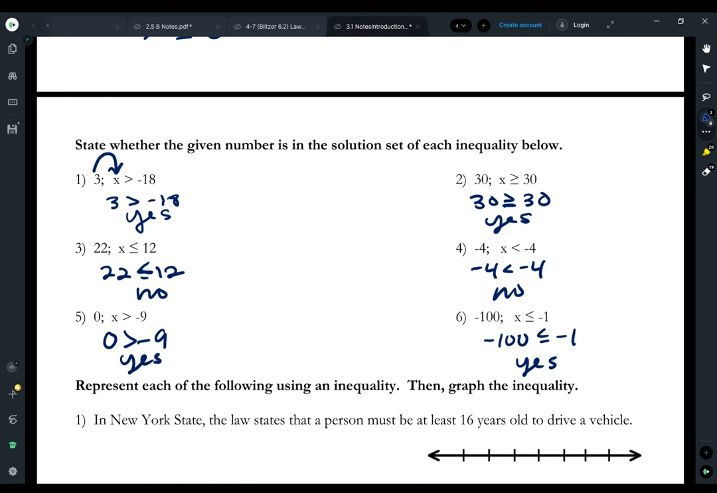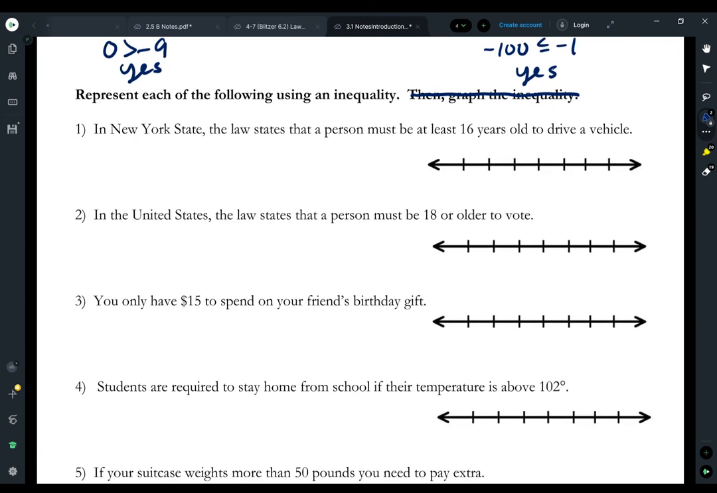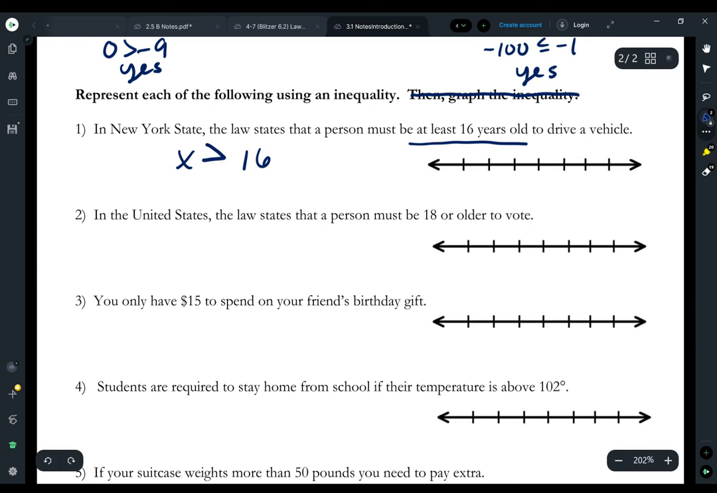So for our last set, because we've had a lot of practice graphing already, we're just going to translate. So in New York State, the law states that a person must be, so where they say a person, we're going to talk about our age. So we're going to write an X, at least 16 years old to drive a vehicle. So we're comparing X to 16. So we have to decide, do you need to be greater than 16 or less than 16 to drive? And that would be greater than. And it says at least, so that means I'm going to also include 16.